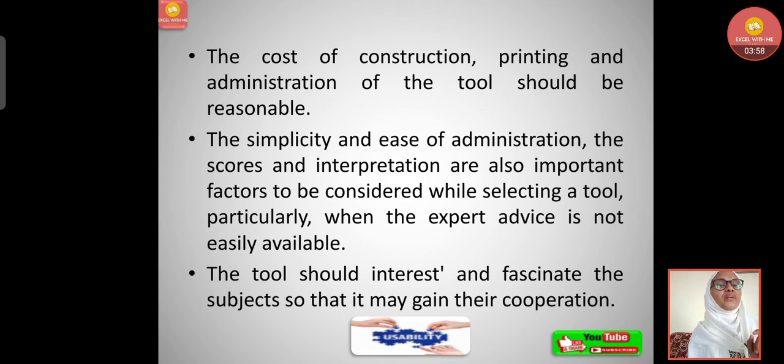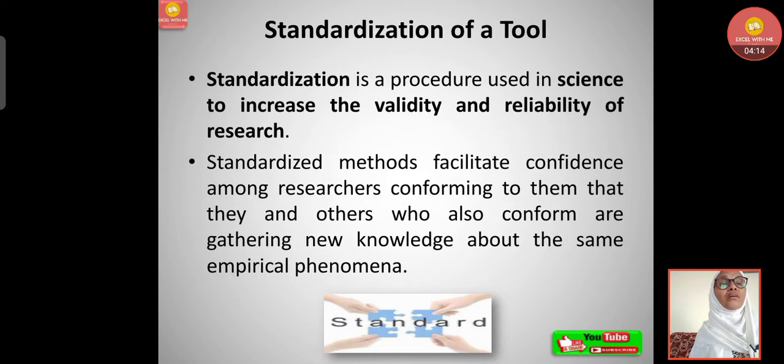Now the tool should interest and fascinate the subject so that it may gain their cooperation. Obviously whatever questionnaire we have taken as a tool, that should gain the fascination and interest of the subjects, and then only will it gain the cooperation of the subject.